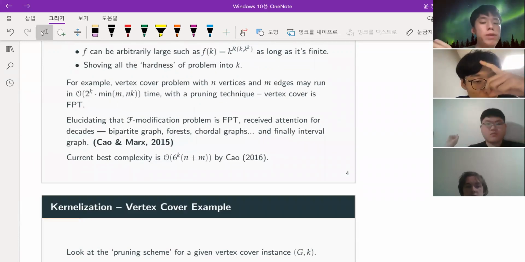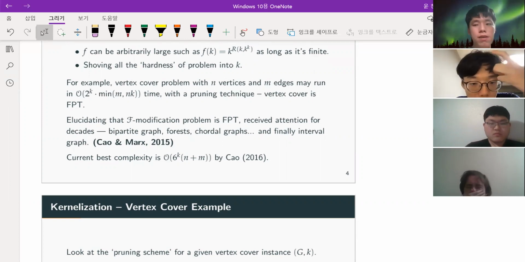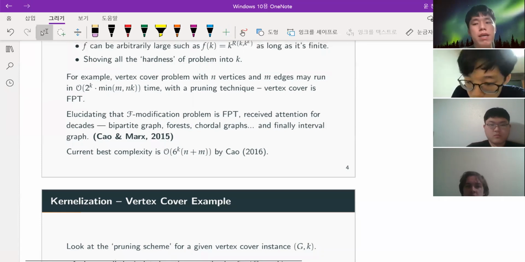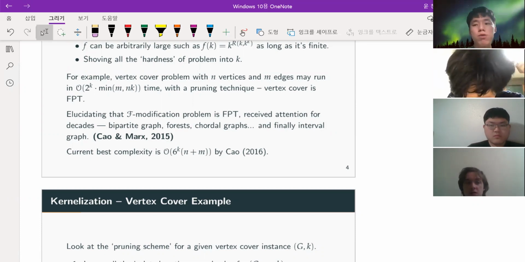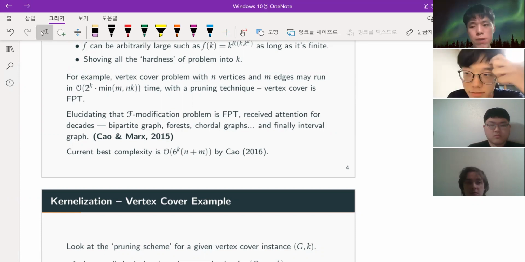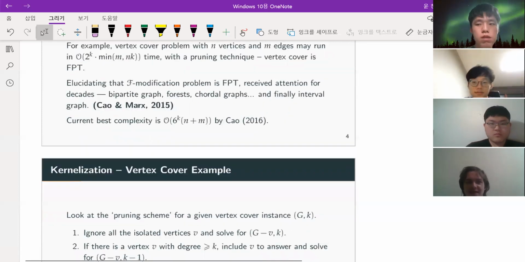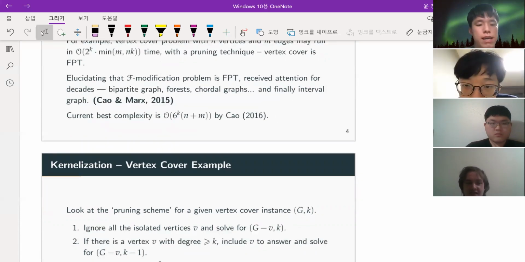Elucidating whether F modification problems are FPT has received attention for decades. It includes the classes of bipartite graphs, acyclic graphs and chordal graphs. And finally, interval graphs were proven to be FPT in 2015. The main author Cao is the same one who wrote the paper reviewed by 300 IQ about the feedback vertex set. I think he is an expert in graph modification problems. So the current best complexity for interval vertex deletion is 6^k times (n plus m), published by Cao.